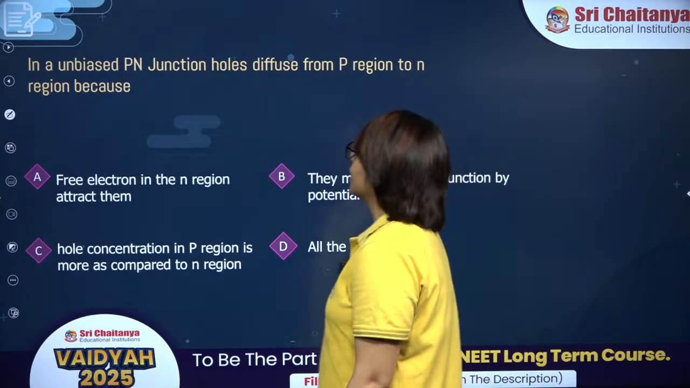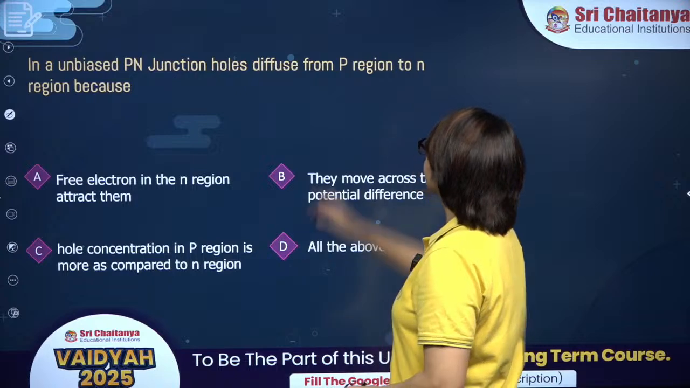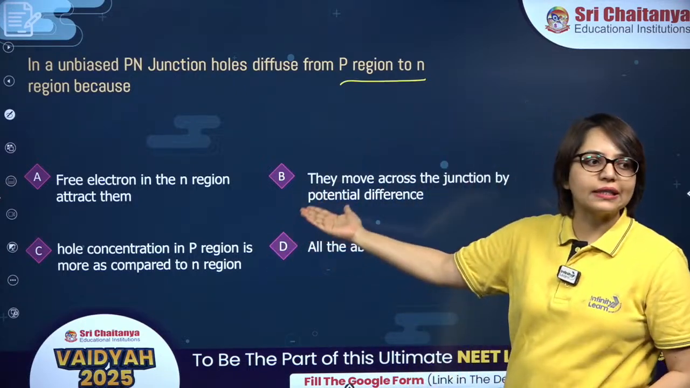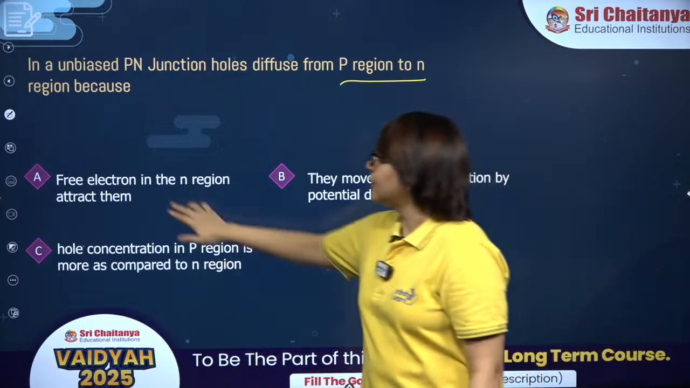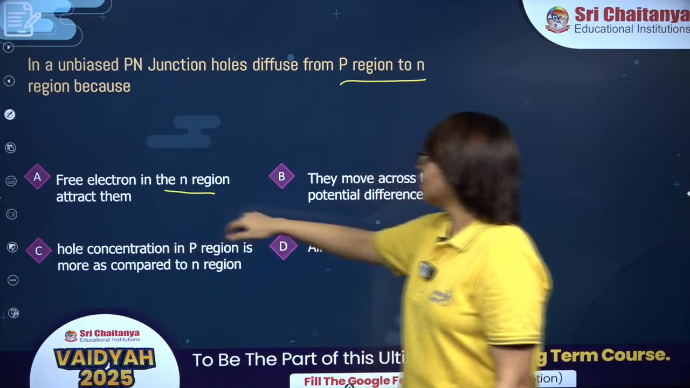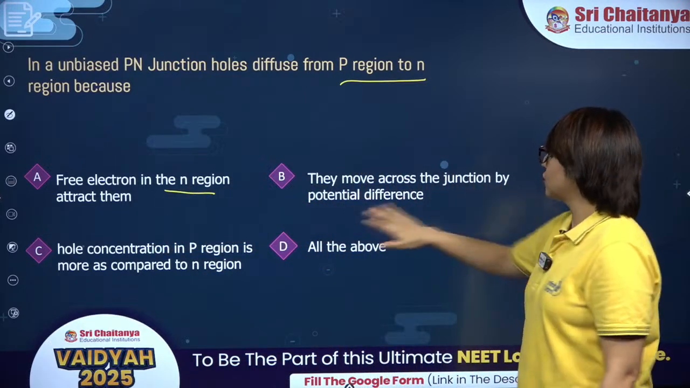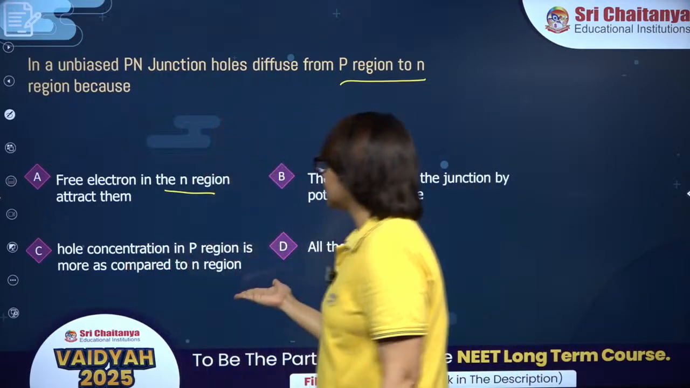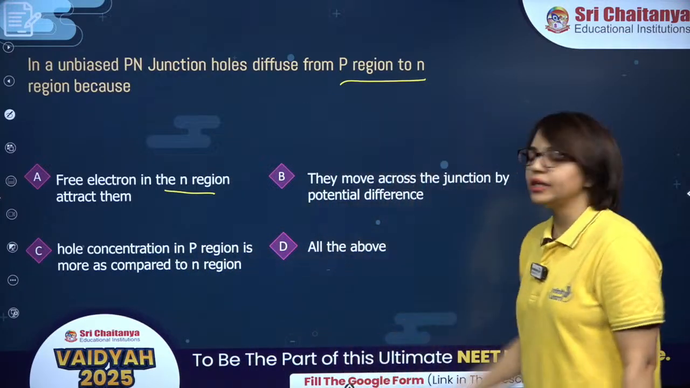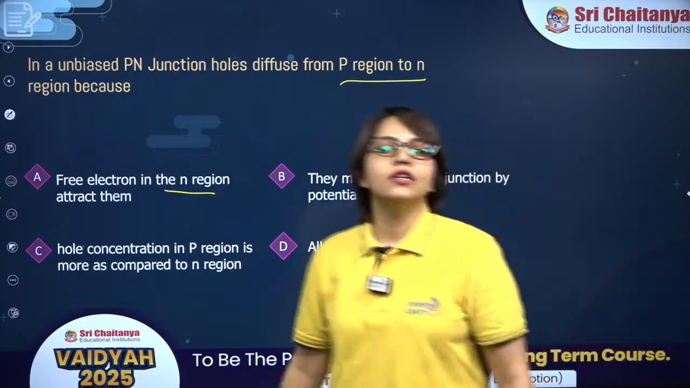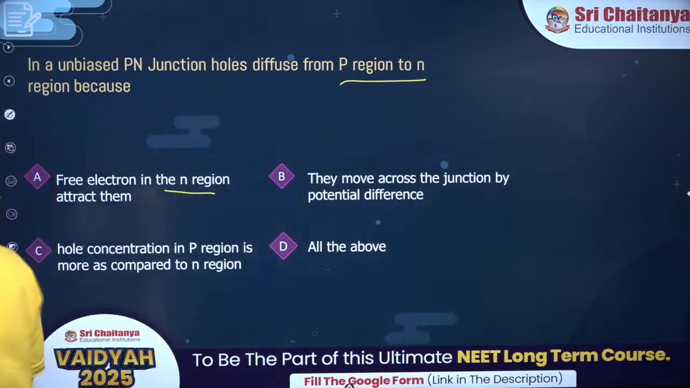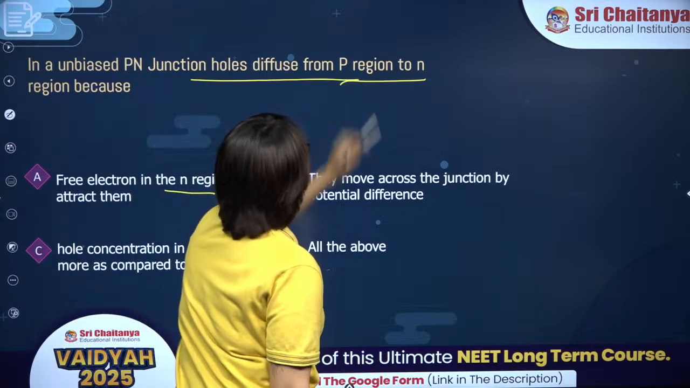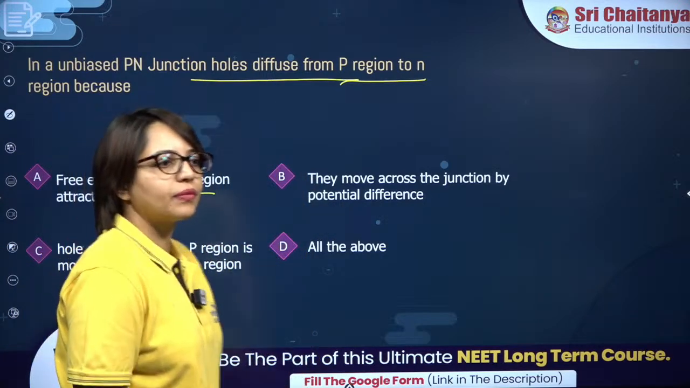In an unbiased PN junction, holes diffuse from P region to N region because, which of the following is correct? Option A, free electrons in the N region attract them. Option B, they move across the junction by potential difference. Option C, hole concentration in P region is more as compared to N region. Option D, all of the above. Chale, try this one. This is again from semiconductor. Why do holes diffuse from P region to N region?